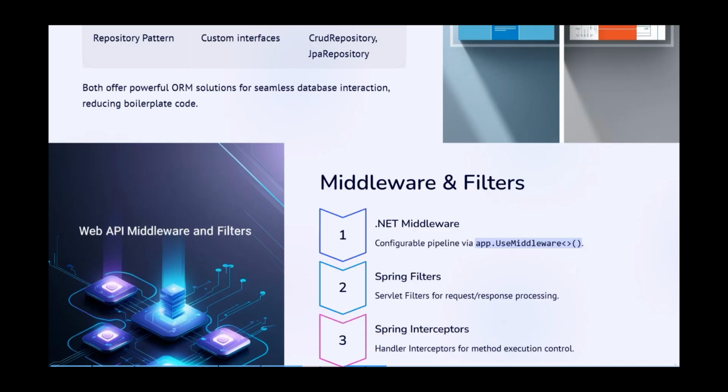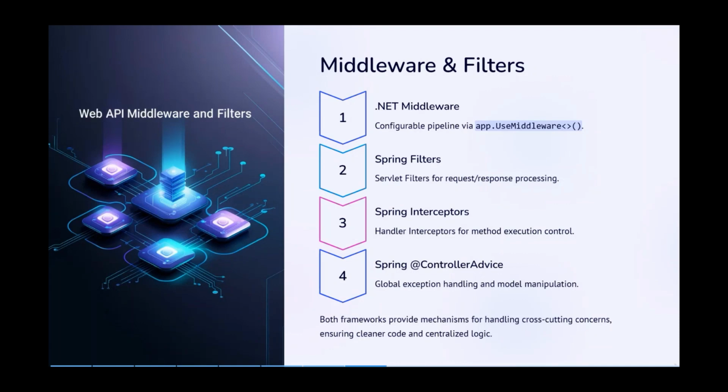So next, let's talk about middleware and filters. In .NET, the middleware pipeline is simple, actually. We can simply see it within the Program.cs, and the pipeline runs depending on how we have defined it. But in Spring, that's not the case.